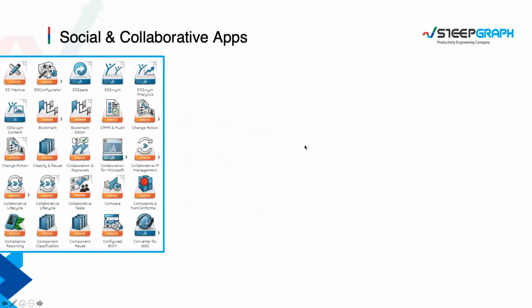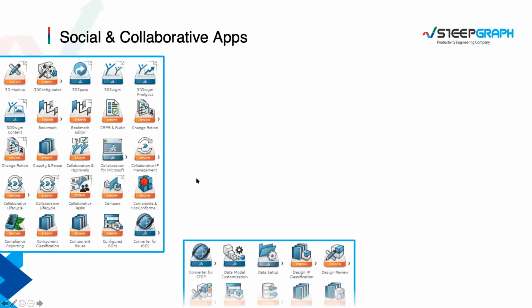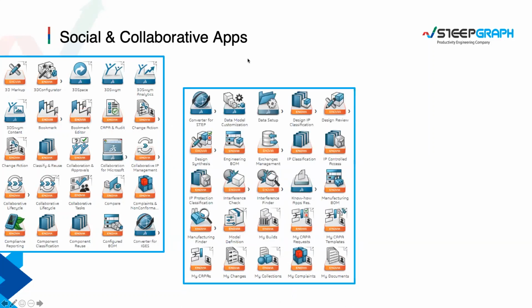So then social and collaborative apps. This is one of the biggest elements, because behind this we have the 3D space and all the products and centrals and business processes. So we have plenty of apps here. You can see here you have the 3D markup, configurator, 3D space, swim, and a lot of apps which you can see configured, BOM, convert for IGS, and there are plenty of them coming under this quadrant of the compass. These are all coming from the Innovia brand. Basically, model definition, my bills, my Kappa request. There are a lot of them.